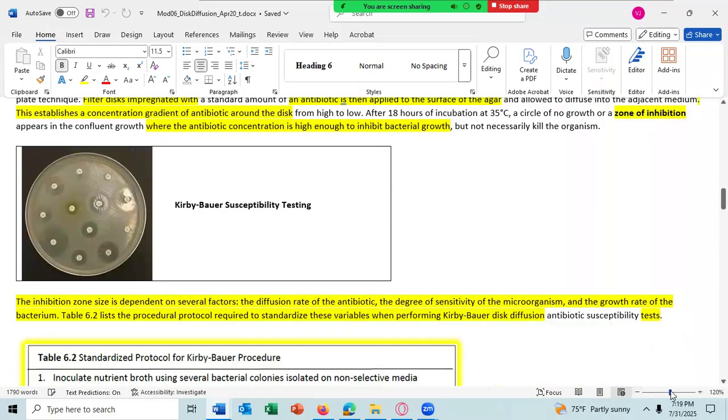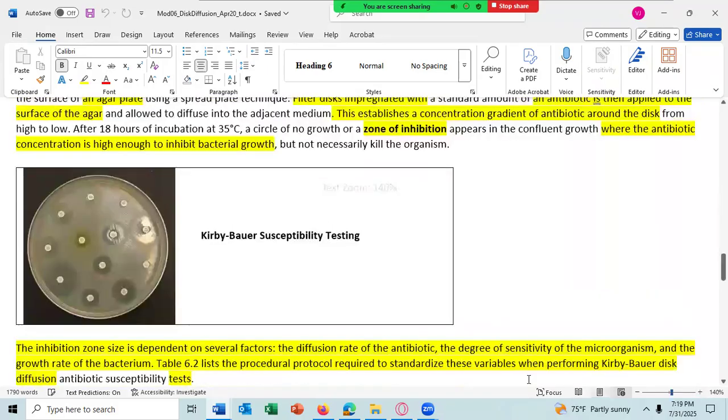Now, the logical thing would be to say that a large zone of inhibition, the bacteria are sensitive, and a small one, the bacteria are resistant. However, the size of the zone is dependent on several factors. The diffusion rate of the antibiotic. The larger the molecular weight of an antibiotic, the less it will diffuse. So this small zone of inhibition may be small just because the antibiotic is very large. And this large zone of inhibition may be large, not because the bacteria is particularly sensitive to it, but because the antibiotic diffuses very well.